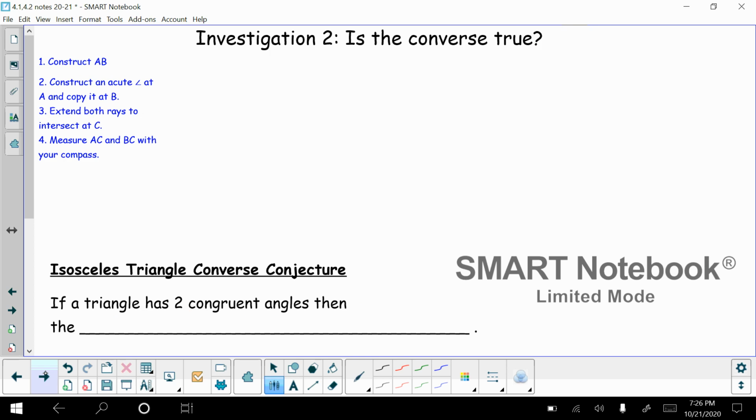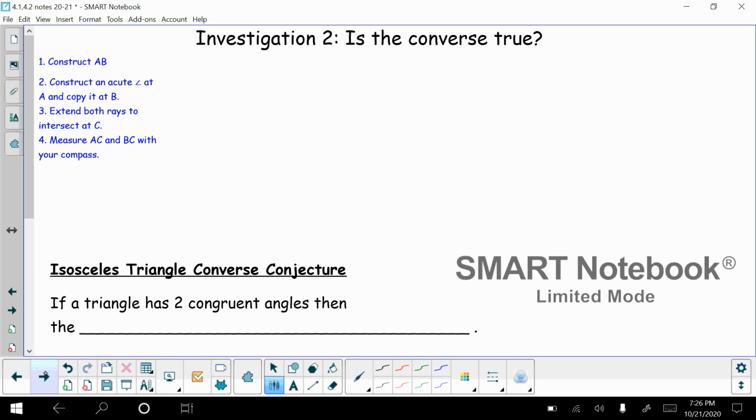All right, let's go to the next investigation. This investigation is asking, is the converse true? Remember, the converse is where you flip the hypothesis and conclusion. So you'll notice the conjecture says, if a triangle has two congruent angles, then... let's see if the converse is true. So it guides us over here on the left.